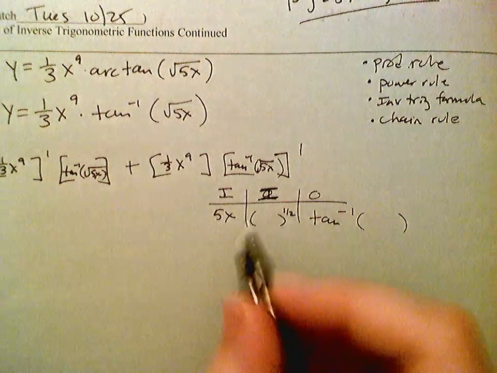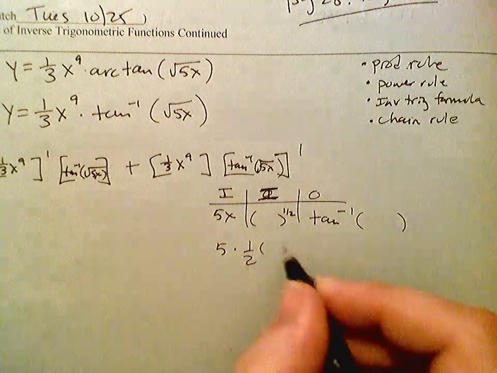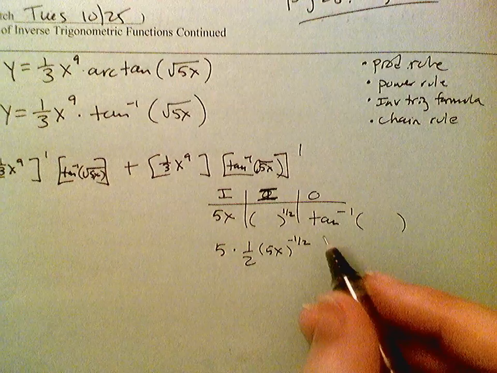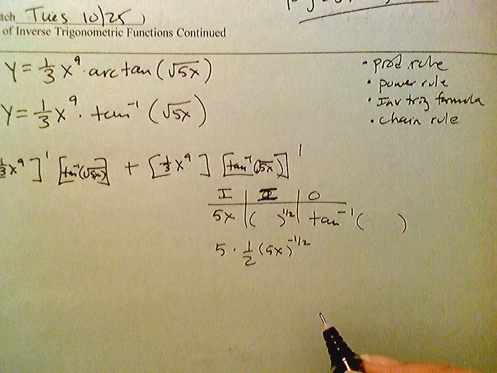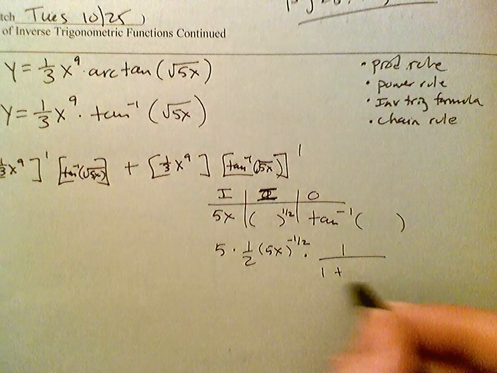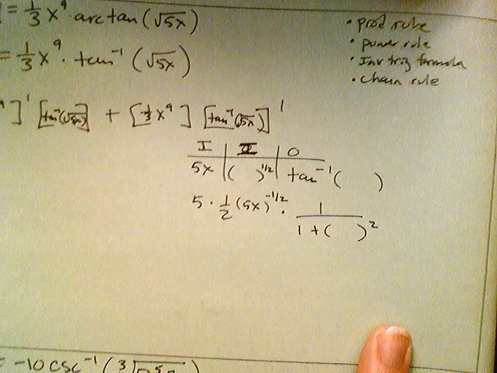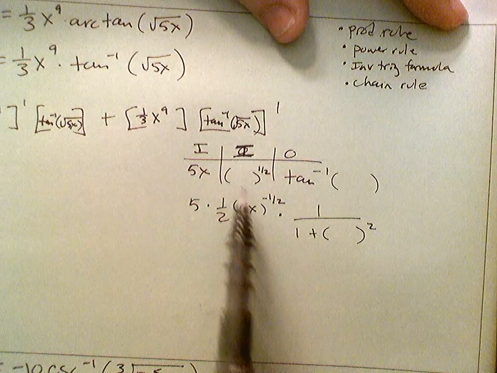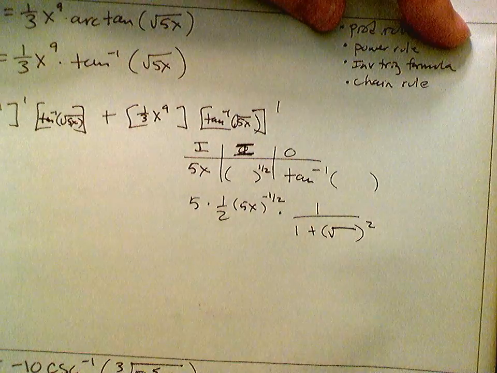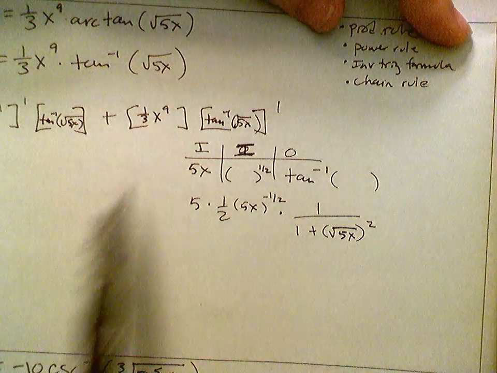Okay, so the derivative of this first part is just 5. The derivative of this is 1/2 blank to the negative 1/2, with 5x going back in. And then the derivative of this, I'm looking at my formula sheet, inverse tangent, is 1 over 1 plus blank squared. And what goes back in the blank are the old insides. So blank to the 1/2 goes back in. I'm going to write it as radical, and 5x goes back in. So just like that. Okay, now I'm going to do the rest of the problem.